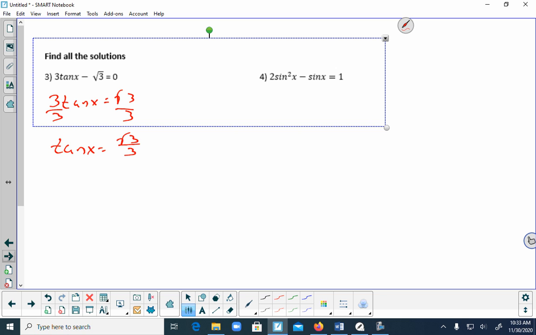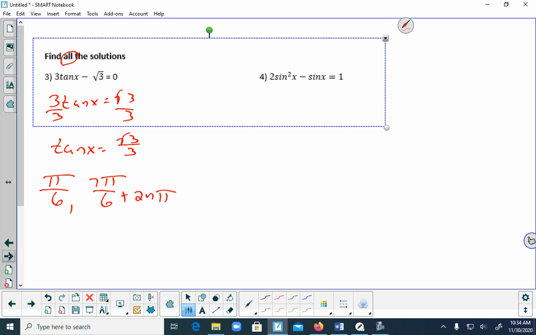And I'm asking myself, when is the tangent of x equal to the square root of 3 over 3? And that happens with anything with a denominator of 6, but it's positive, so this will be pi over 6. That's the one in the first quadrant. And the next time the tangent is positive is in the third quadrant, so that's going to be 7 pi over 6. It wants all solutions, so I'm going to add plus 2n pi.